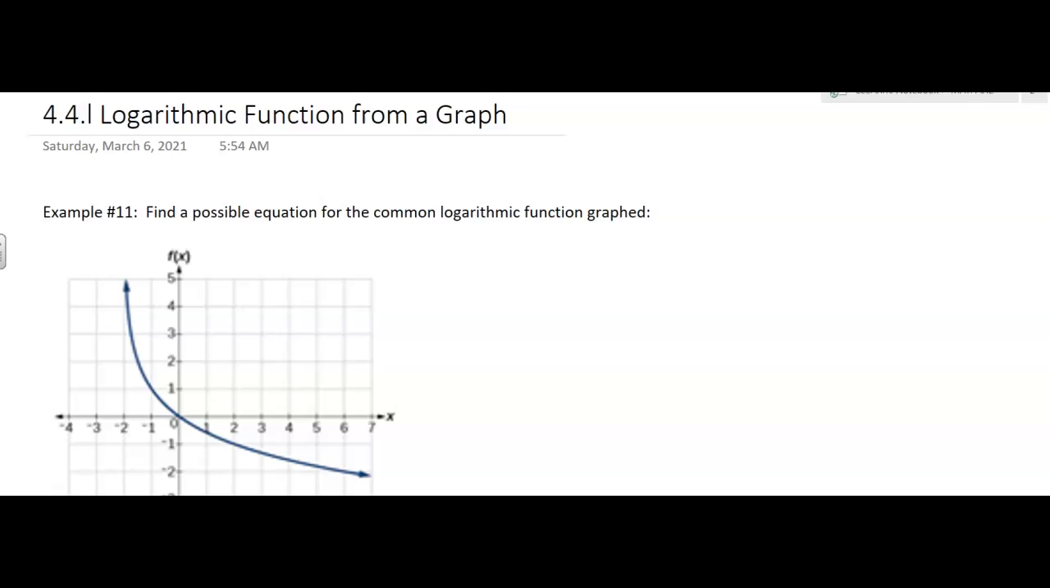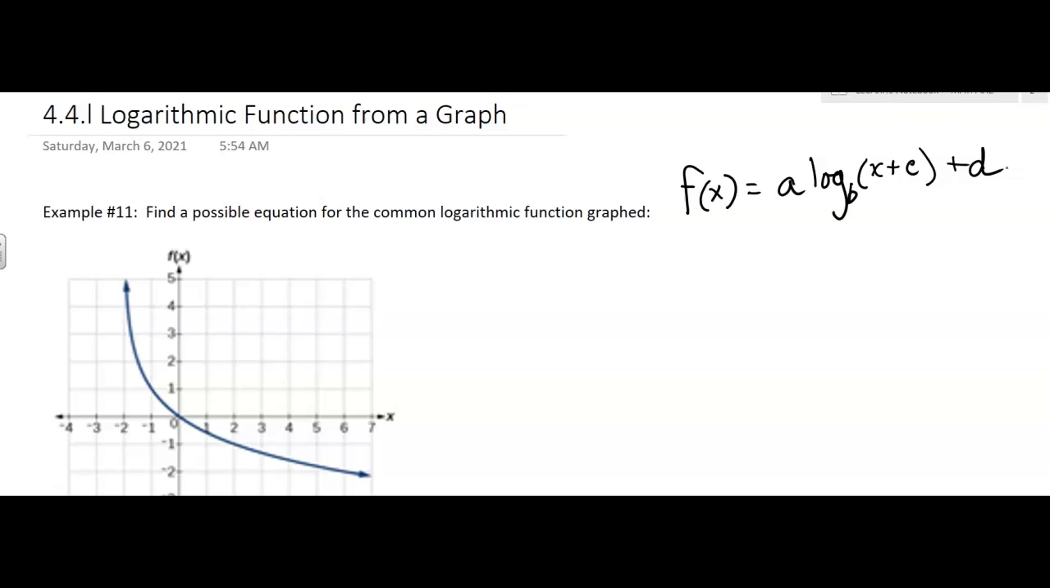Okay, so in this problem, they give us a graph, and we have to come up with the logarithmic function. So let's think about what the pieces are. The pieces are f of x equals a log base b of (x plus c) plus d, right? That's the general form that we have for a logarithmic function.